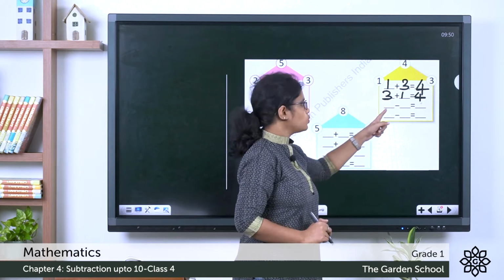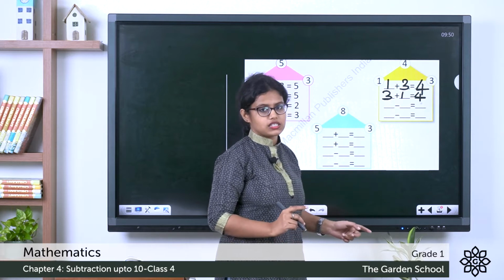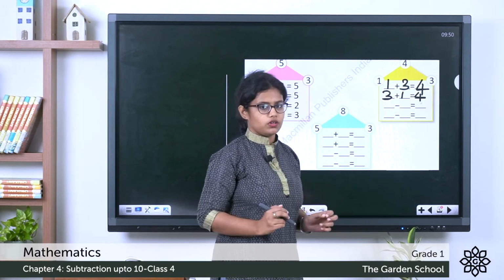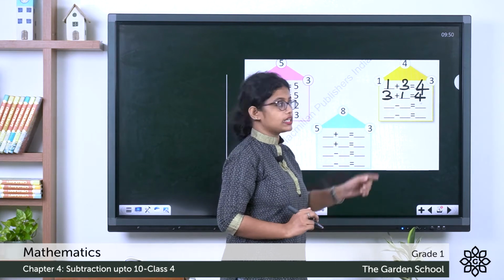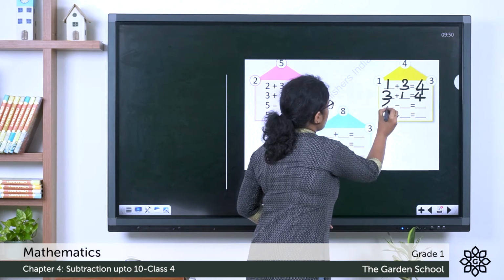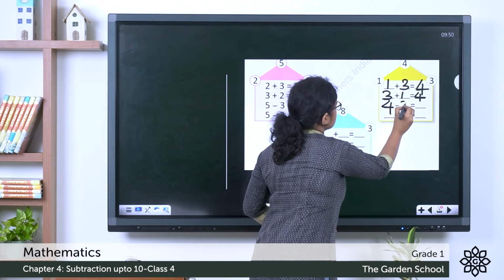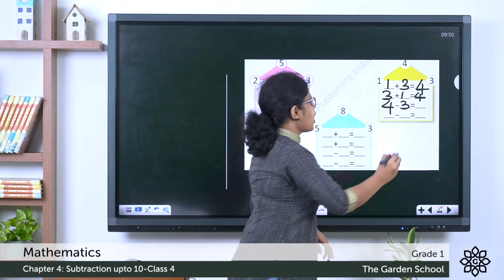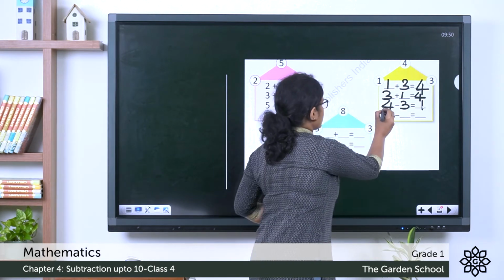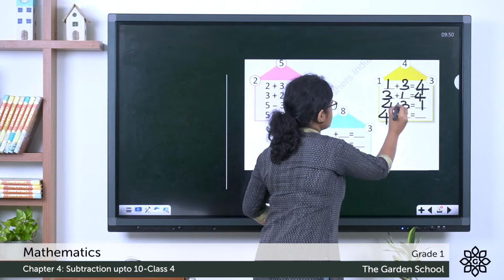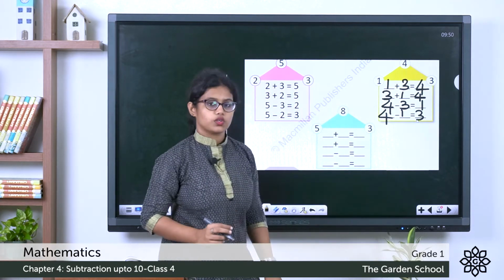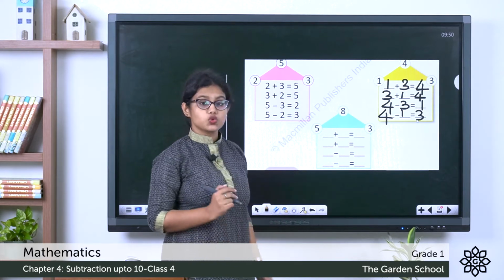Now, what is the symbol? Minus. Minus means subtraction. So, from which number do we need to subtract 3? Let's subtract from the bigger number. So, that is 4 minus 3. So what is 4 minus 3? 1. Then let's subtract 4 minus 1. So what is 4 minus 1? 3.